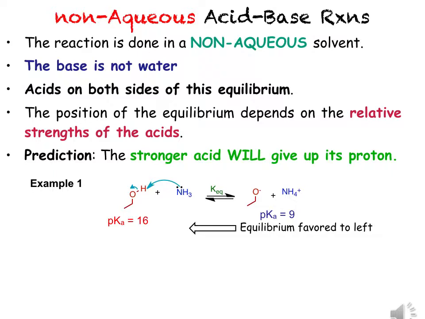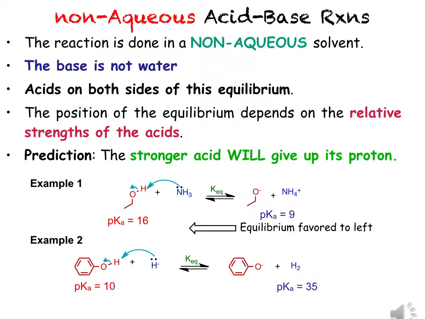Because this reaction is favored to the left, the KEQ is going to be less than 1. And you need to be very familiar with both of those. It's favored to the left, KEQ is going to be less than 1. That's saying exactly the same thing.